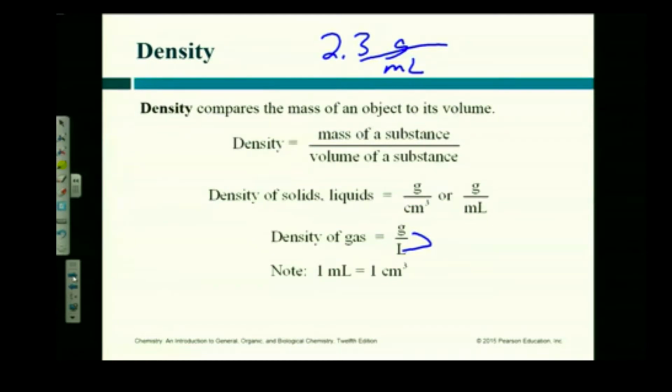What does that mean? What do you think we're going to do with this density thing? It's got 2 units on it. What do you think we're going to do with it? We're going to do conversions with it, aren't we? This is going to allow us to convert from mass to volume, or from volume back to mass, if we know the density. Okay? Fair enough?